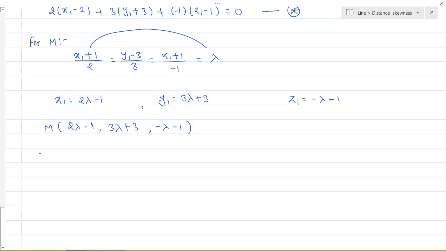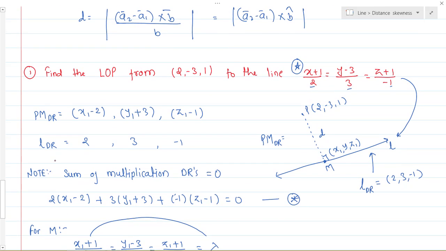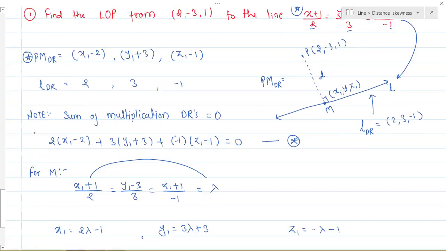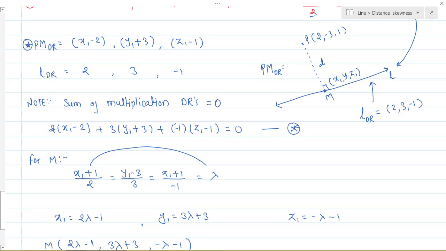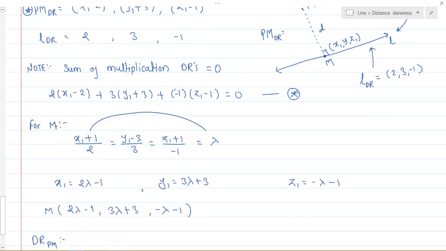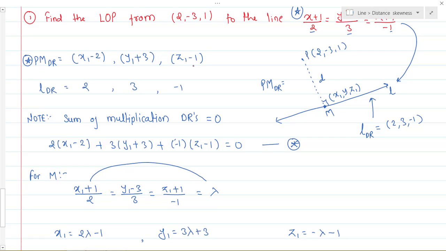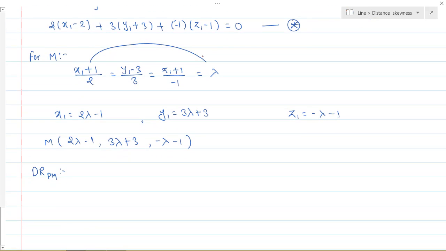Perfect. Now get the direction ratio of PM. The direction ratio of PM is nothing but x2 minus x1, y2 minus y1, and z2 minus z1. So x1 minus 2, y1 plus 3, and z1 minus 1. Okay, so this is x1. So this becomes 2 lambda minus 1 minus 2.